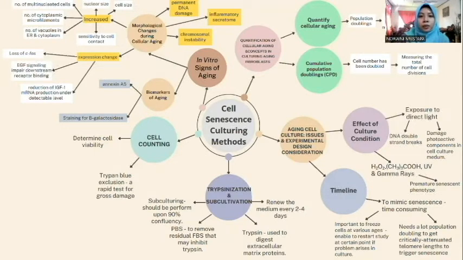And the medium should be renewed every 2 to 4 days because of nutrient and space limitations, morphological changes, and accumulation of metabolic byproducts.